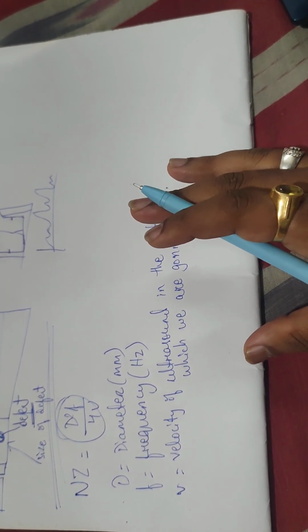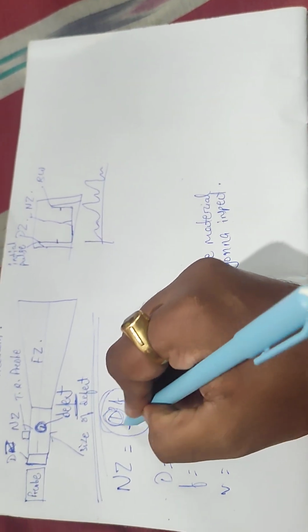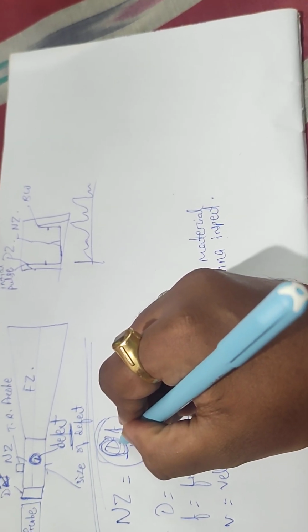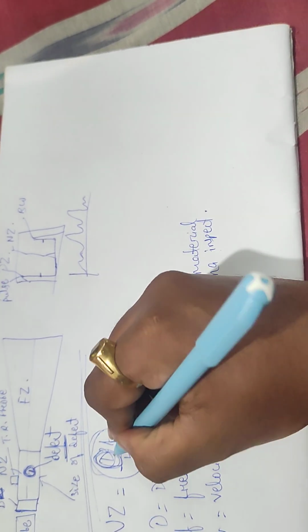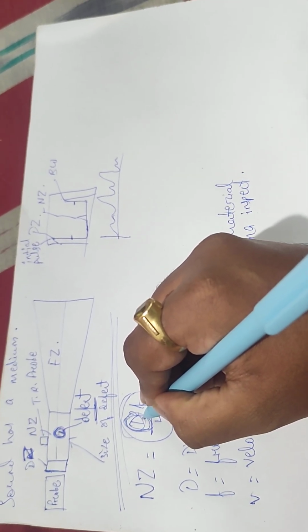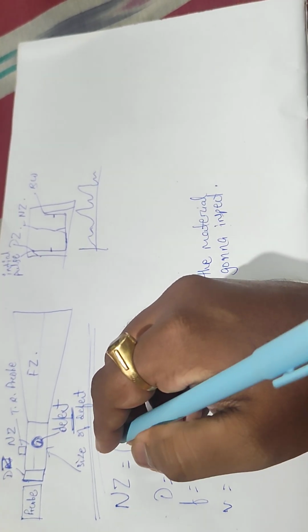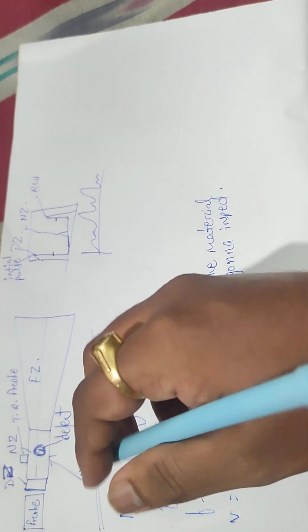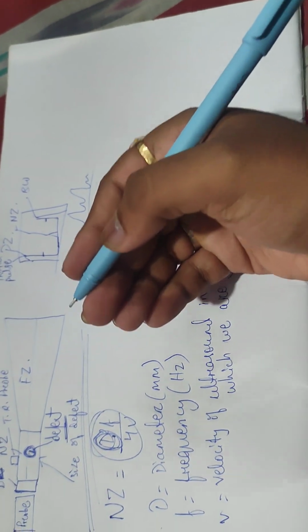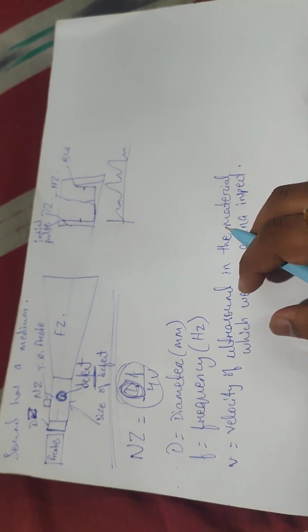From here we concluded that if the diameter of the probe is bigger, then the near zone also has a bigger value. If the frequency is bigger, the near zone is more. Lower the velocity, bigger the near zone. It depends vice versa. Now let's go to beam spread.